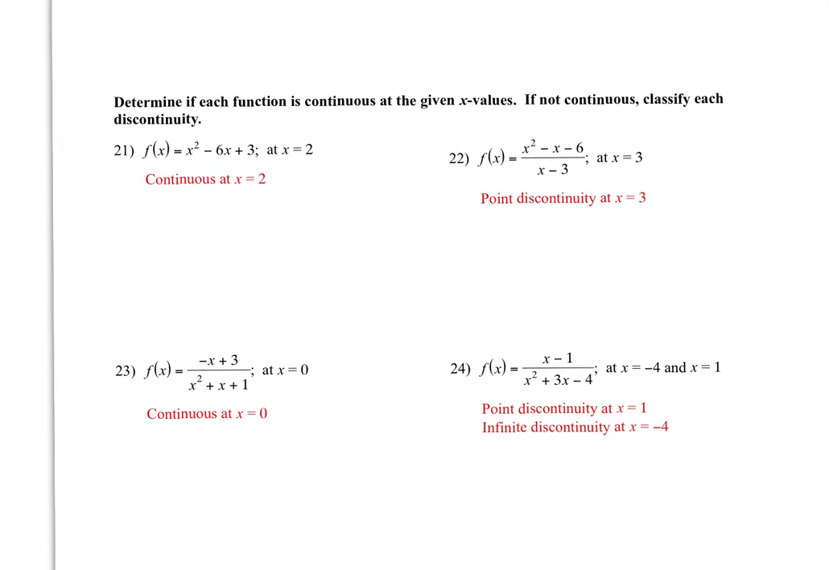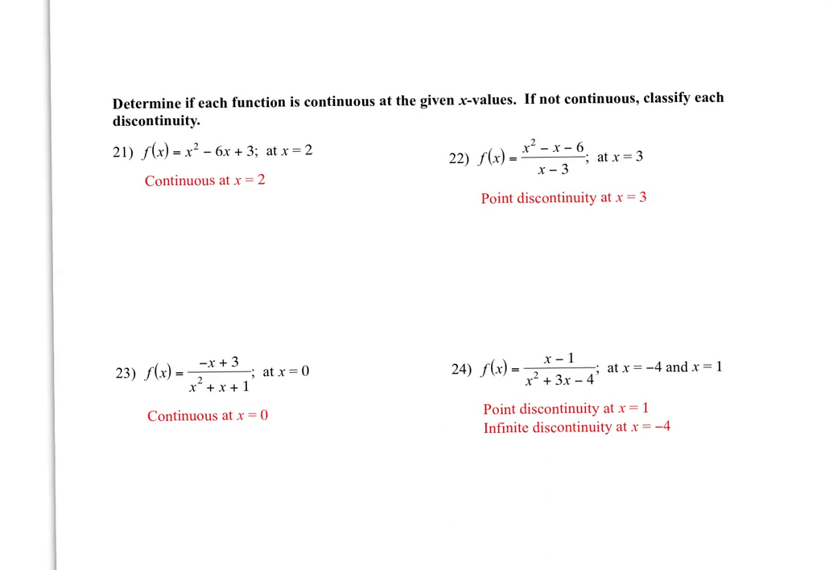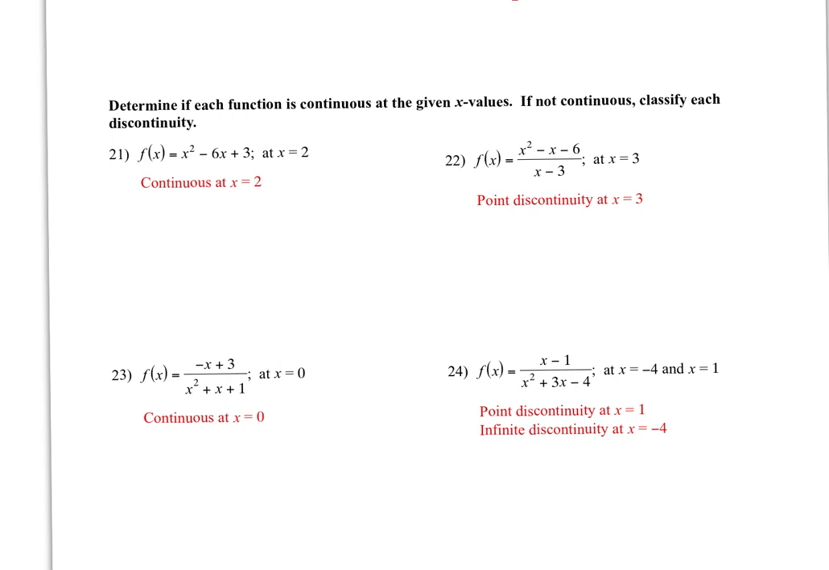So when it wants to know if it's continuous, continuous means no problems anywhere. But this is specifically saying continuous at a specific point. Is it continuous at this point? If it's continuous everywhere, it's continuous at that point. If it's not continuous, they want you to tell me what type of discontinuity we have.